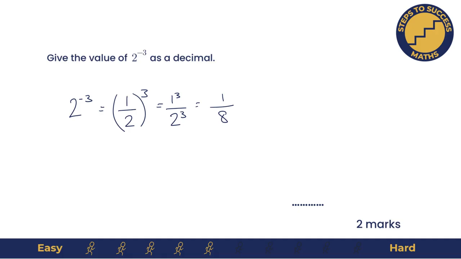Now if you've forgotten what an eighth is as a decimal, work from one you know, like a half. So a half is 0.5, and then if you halve that you get a quarter, which is 0.25, and if you halve that you get an eighth, so 0.125.